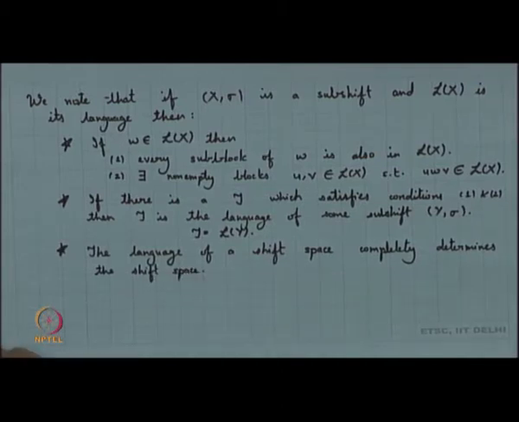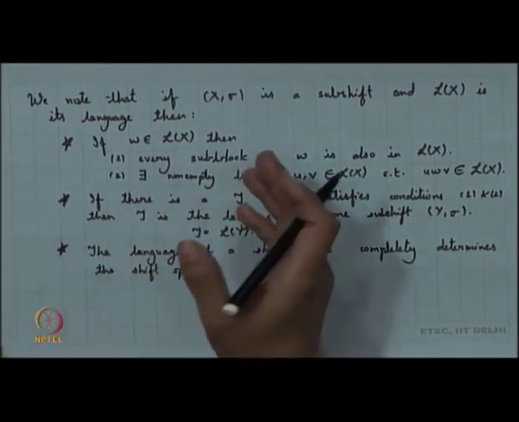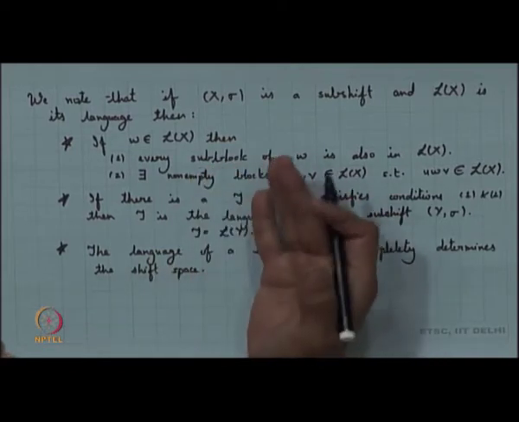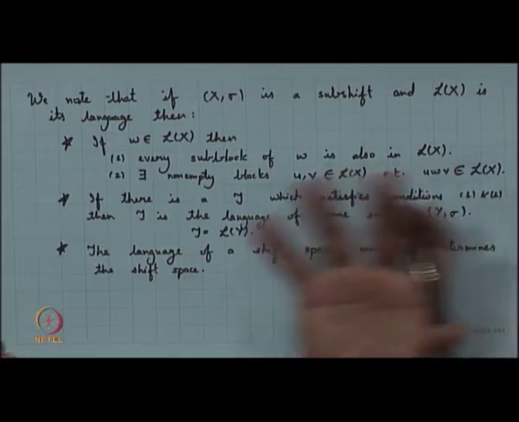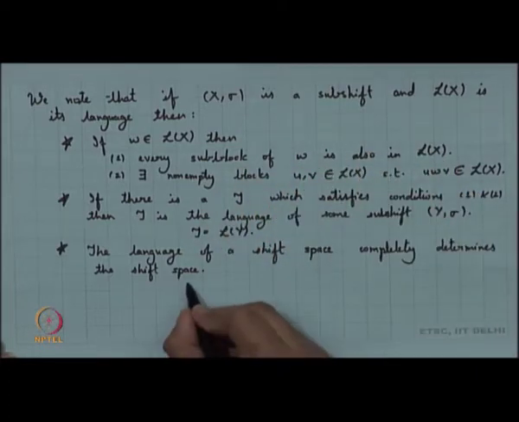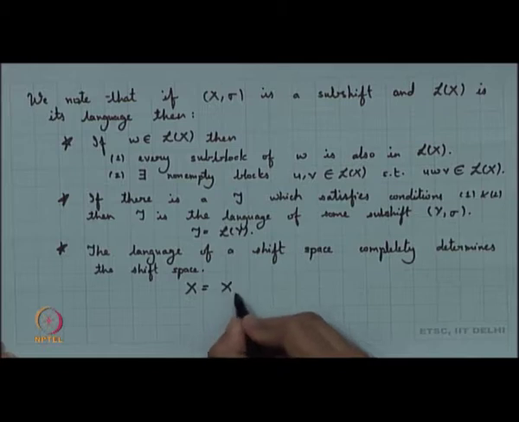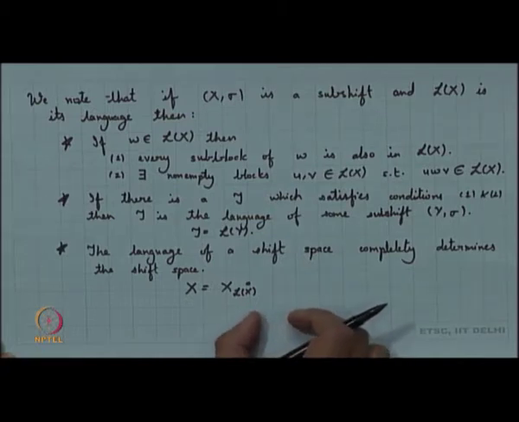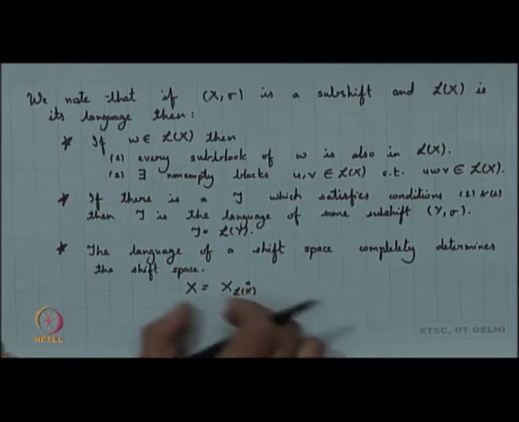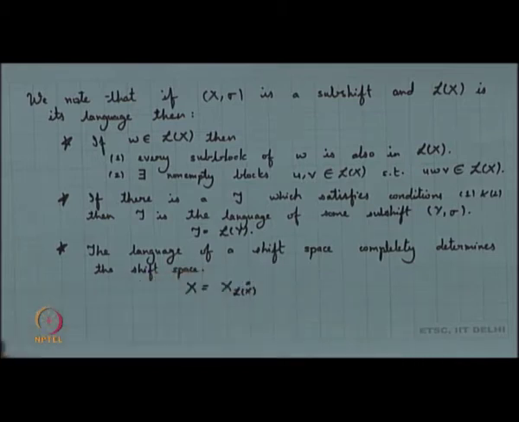And why can we say so? Because we have all these alphabets, so we look into all those words which are not there in the language, then these form the forbidden blocks in X, and so your X can always be written as X, language of X complement. So, it can be these forbidden blocks, as specified by those words which are not there in the language of X, and so your language completely determines your shift space.